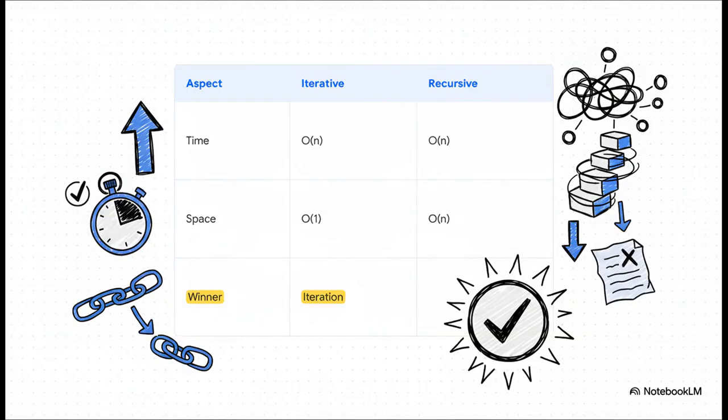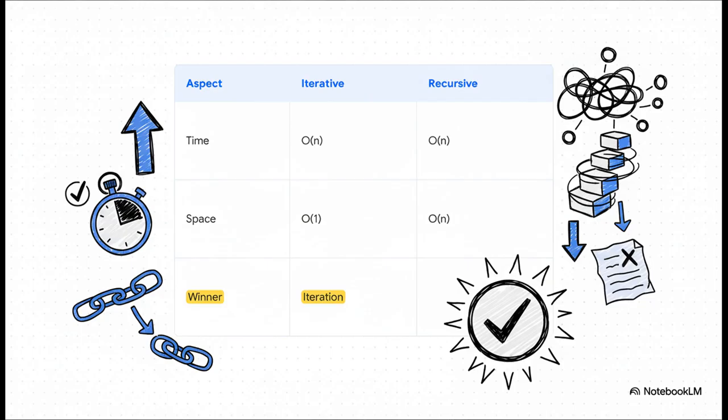And the verdict is, for factorial, iteration is the undisputed champ. Now, they both take about the same amount of time to run. That's what the O(n) means. But the real difference is memory. Iteration uses that constant, tiny O(1) space, while the recursive solution's memory footprint gets bigger and bigger with the input number. For a simple, linear problem like this, iteration is just way more efficient.